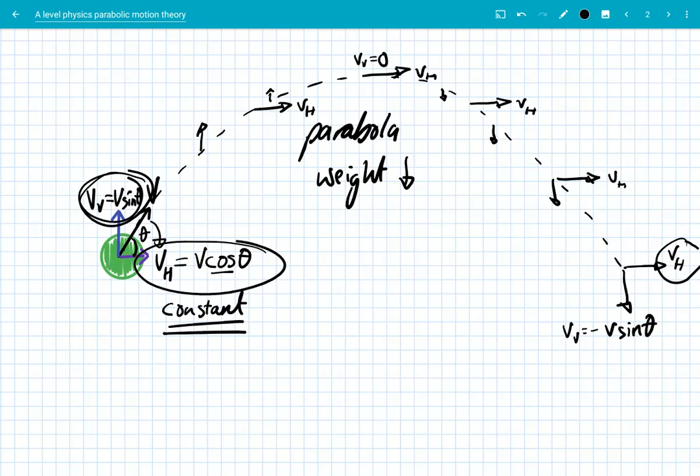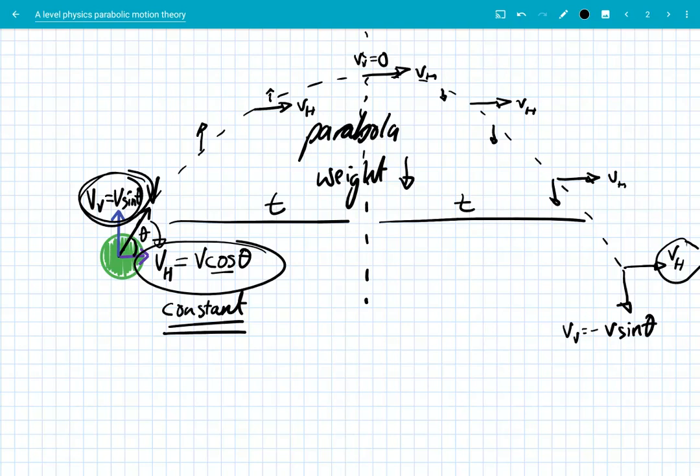Symmetry is really important when you solve parabolic motion questions, and I'll do another video about how we can actually do calculations using parabolic motion. But the time it takes to get halfway, so if this took a time t, it will take a time t to do the second half of its flight. Really important. That symmetry is really, really useful.